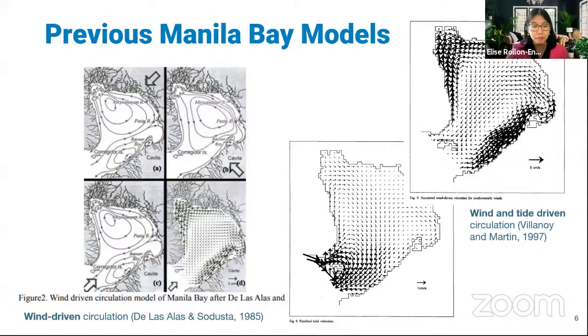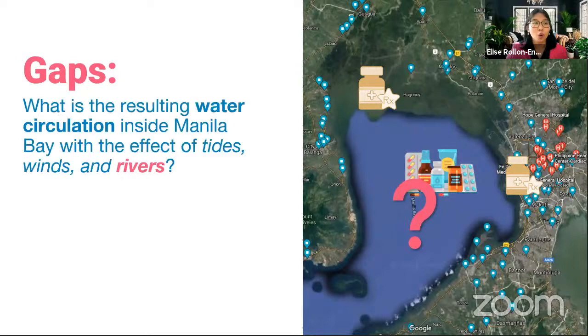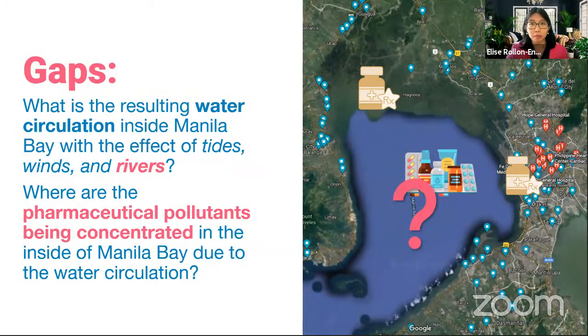Manila Bay has been previously modeled by De Las Alas and Sudusa 1985 and Villanoy and Martin 1997. However, these models are mostly wind and tide driven only. Rivers were not accounted in these models, especially when Manila Bay is an estuary and the rivers contribute to a large volumetric flow of Manila Bay. Thus, we have the following gaps. What is the resulting water circulation inside Manila Bay due to tides, winds, and rivers? And where are the pharmaceutical pollutants being concentrated?